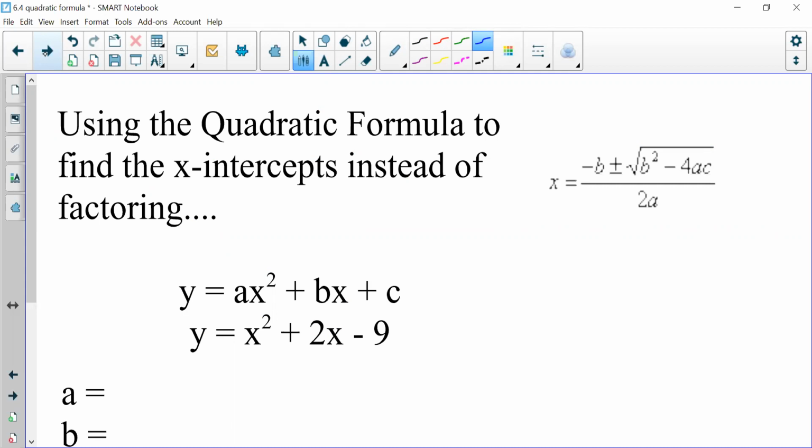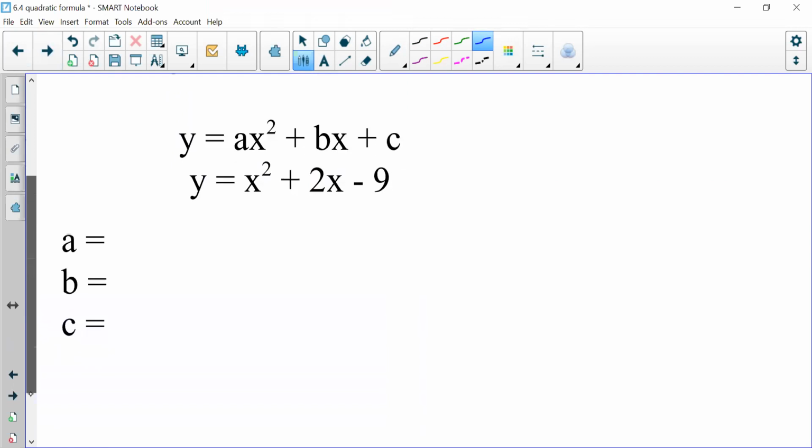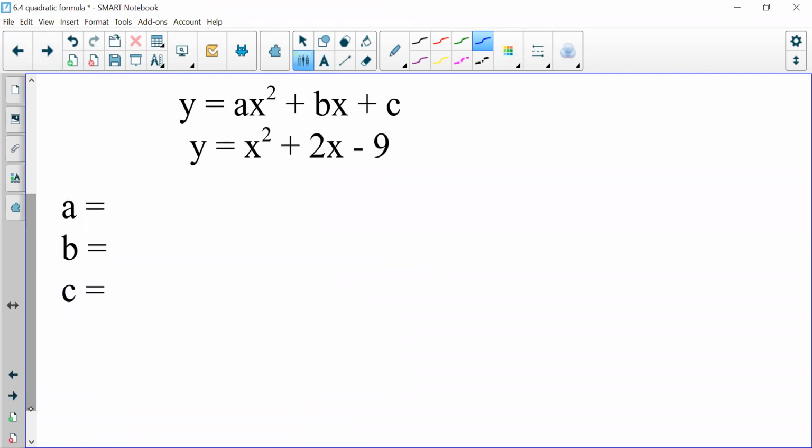Where do you think the A, B, and C numbers come from for this formula? Where do I get the values for the formula from? Specifically, y equals x squared plus 2x. Straight from standard form. So A is always in front of x squared, B is always in front of x, and C is always by itself.